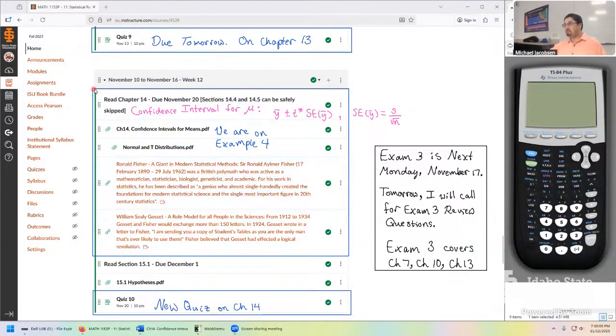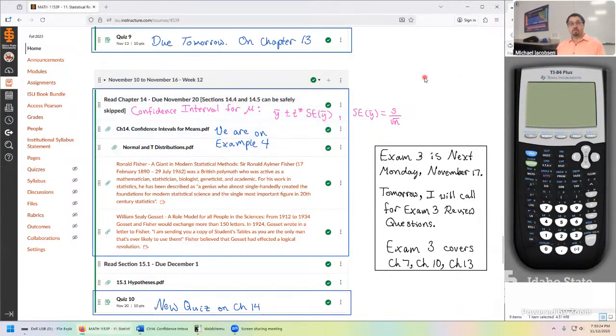For today's class, we're going to be moving forward through chapter 14. We have two examples left to get through in the notes. We started a little bit of example 4, but that was just looking at the context and writing down the parameter value. And we're about to go through the mechanics of the rest of the confidence interval we have described here.